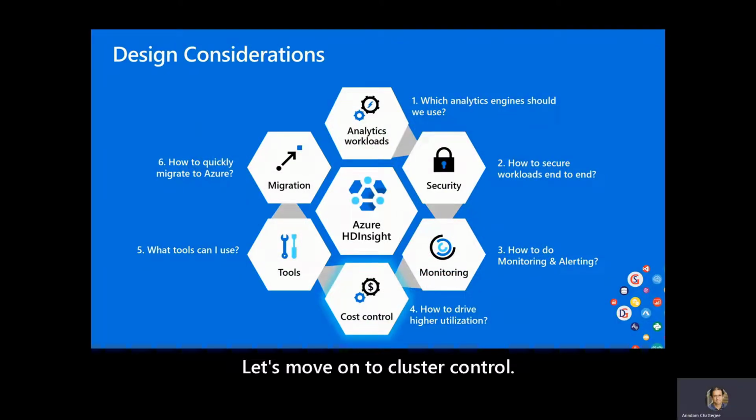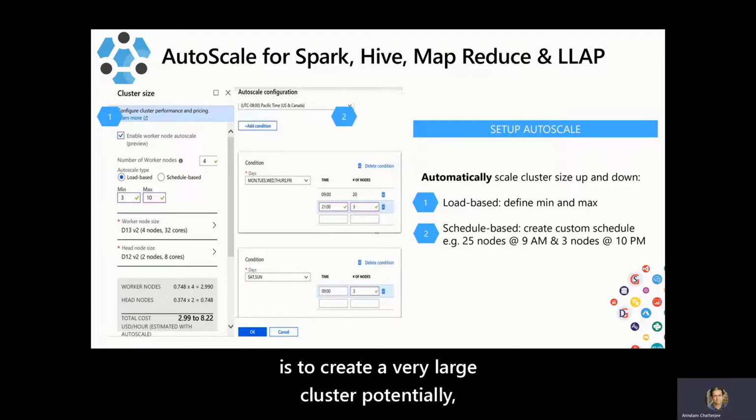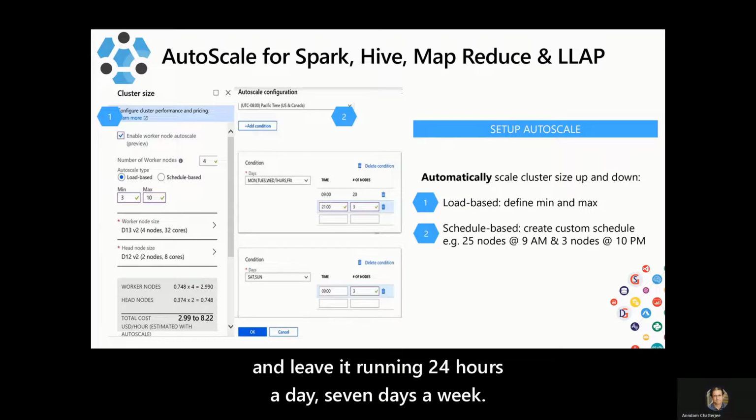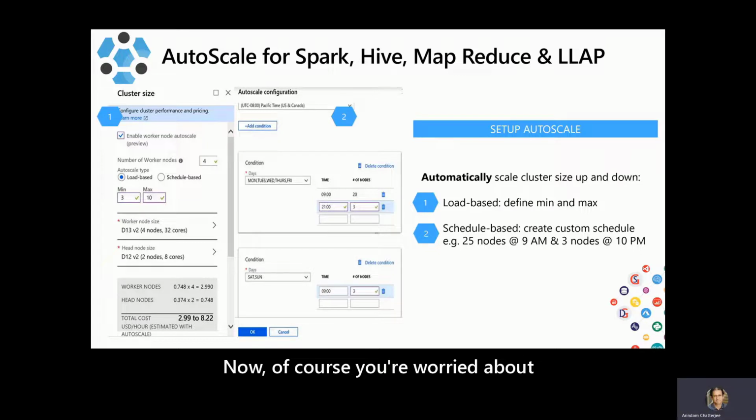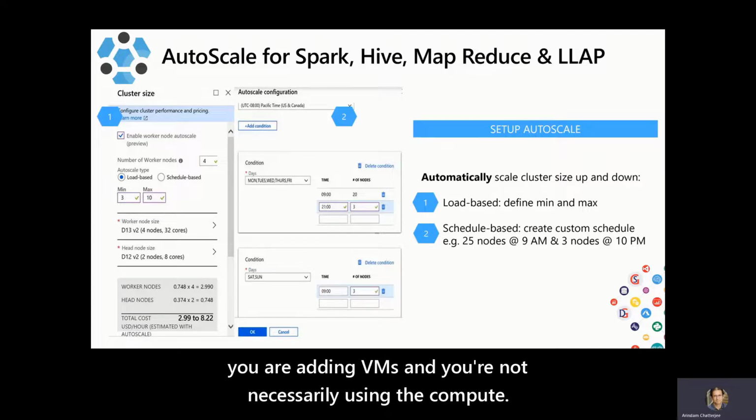All right, so let's move on to cost control. On premises, the typical pattern is to create a cluster, a very large cluster potentially, and leave it running 24 hours a day, 7 days a week. Now, you're worried about utilization. These are again on premises. These are co-located, data and compute are co-located. So as your data grows, you are adding VMs, and you're not necessarily using the compute.